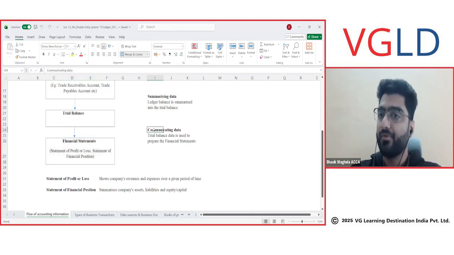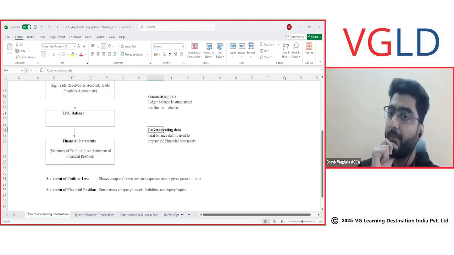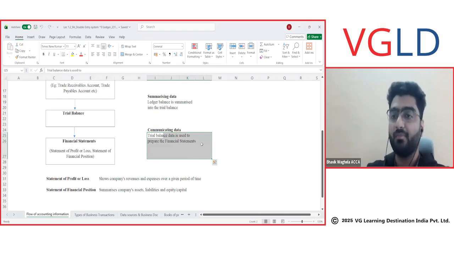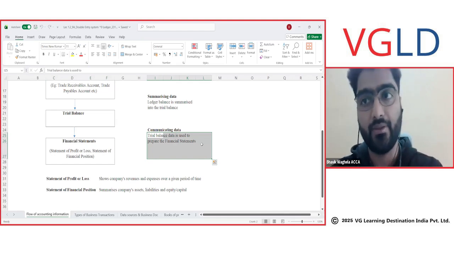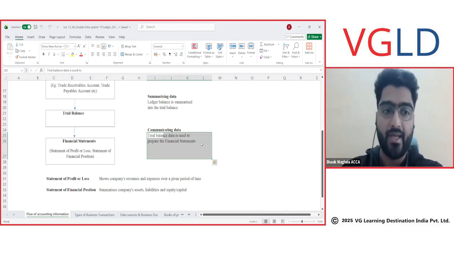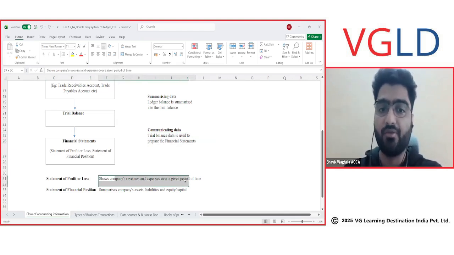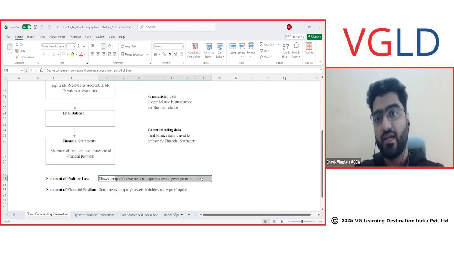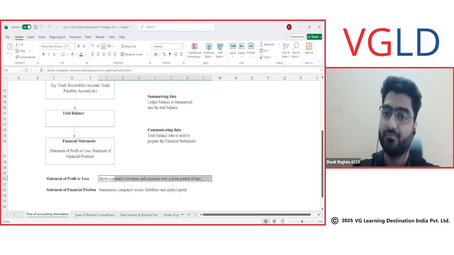So what is the trial balance used for? It is used to communicate the data. The trial balance data is used to prepare the financial statements. Guys, if I am preparing the financial statements, then it means that I am communicating the data to the various stakeholders in the business. The statement of P&L shows the company's revenues and expenses over a given period of time. And the statement of financial position summarizes the company's assets, liabilities, and equity or capital.